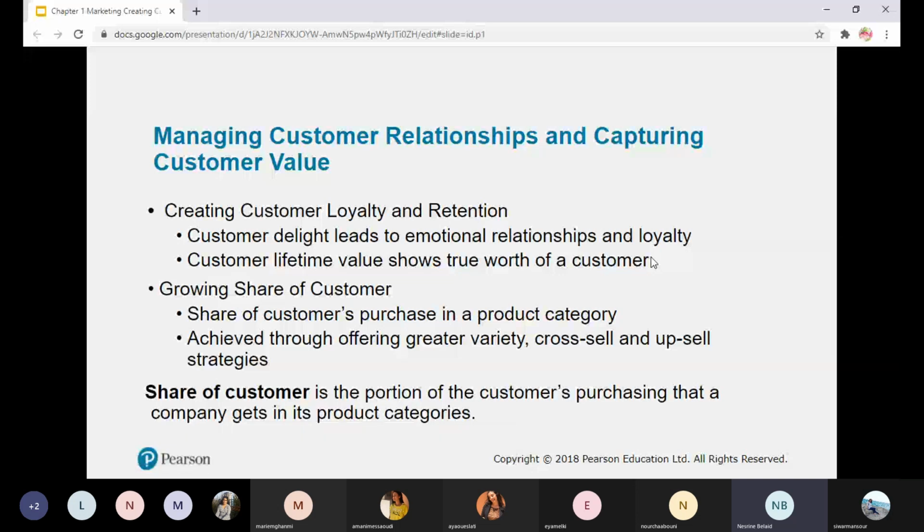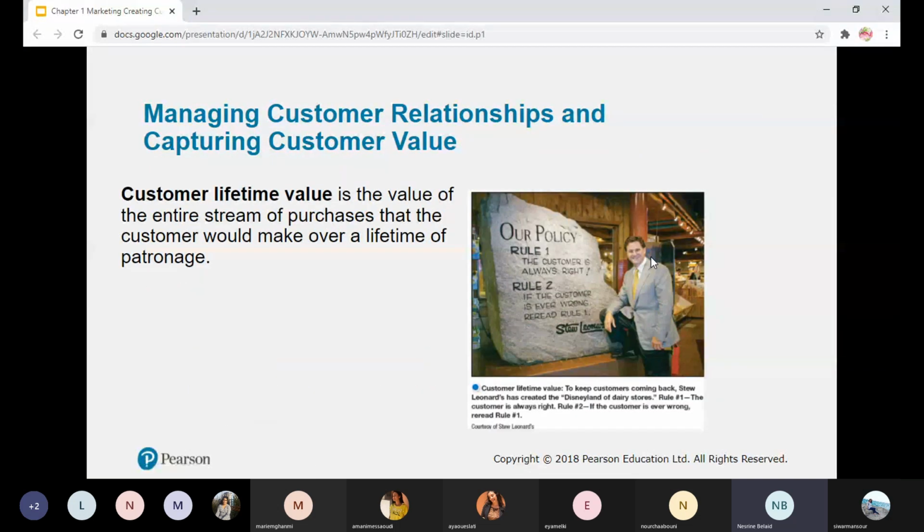Okay, customer lifetime value shows the true worth of a customer. Why do we want to know this customer lifetime value? It shows us the importance of one customer. When you lose one customer, how much money you can lose. As in our example from the last slide, losing a customer means that you will lose $10,000 a year. Okay.